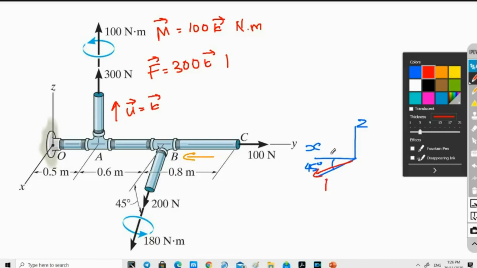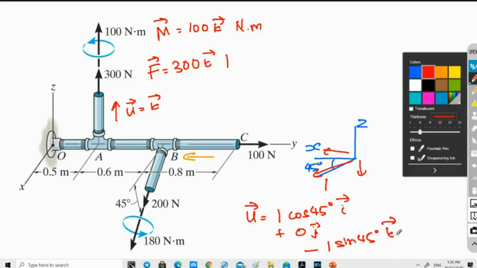If the magnitude is 1, you would know what the x component and z component are. So in terms of the unit vector, the x component will be positive 1 cos 45 degrees i, and then the y component is 0 j, and then the z component is negative 1 sine 45 degrees k. Sorry for the messy writing, but I'm rushing here. So that is the unit vector. If you want to find the vector, it is just the magnitude times the unit vector. I think that should be clear, right?